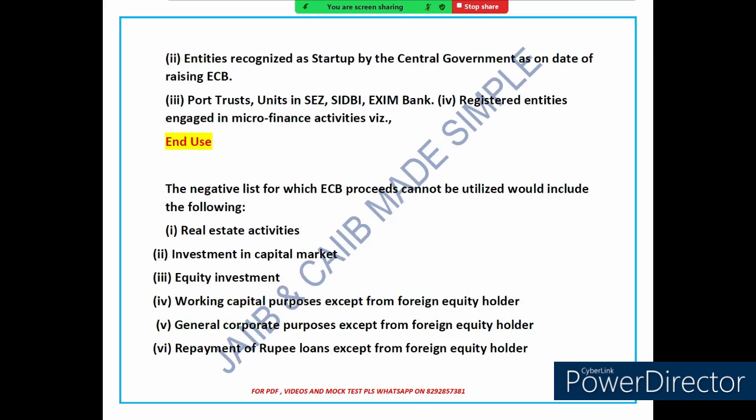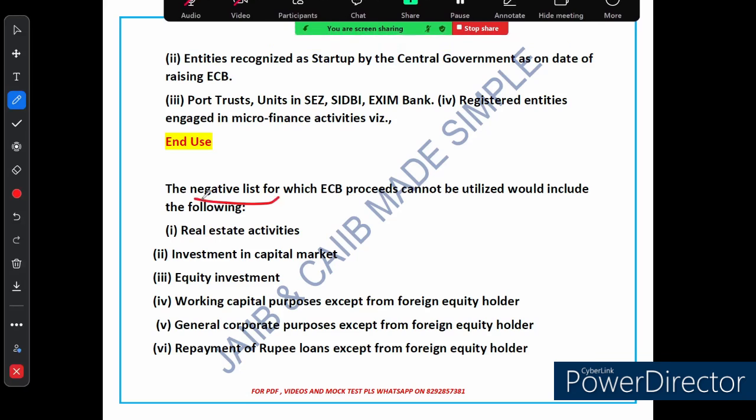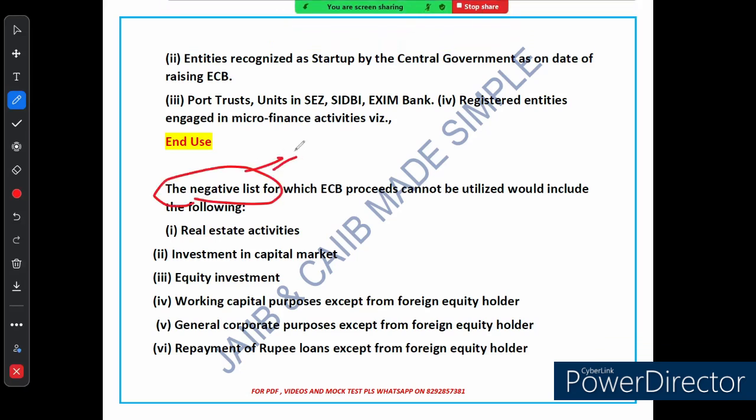Now just because you can borrow does not mean that you can use the money for anything, right? There are some things you cannot use ECB for, and that is what we call a negative list. You see this word negative list, what does it mean? It is not that you are taking ECB and you can use the money for anything you want. No. There are some restricted things, and this negative list lists out those restrictions. So here is what ECB proceeds can't be used for.